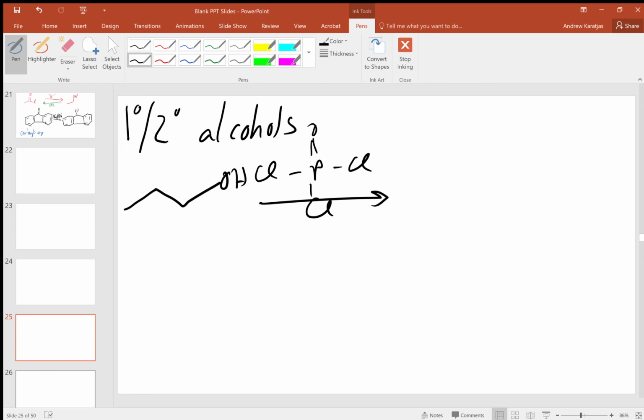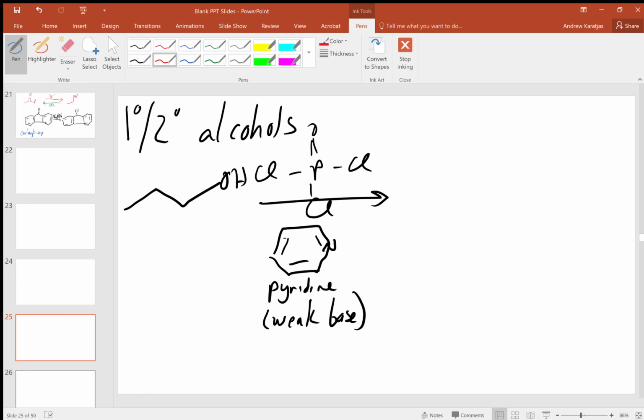Next, we add a reagent known as POCl3, along with this compound, pyridine. Pyridine is a benzene ring where one of the carbons has been replaced by nitrogen. And basically, it's a weak base. So what happens in this reaction is that the alcohol attacks the phosphorus and pushes electrons up onto oxygen. This phosphorus is a very, very good electrophile.